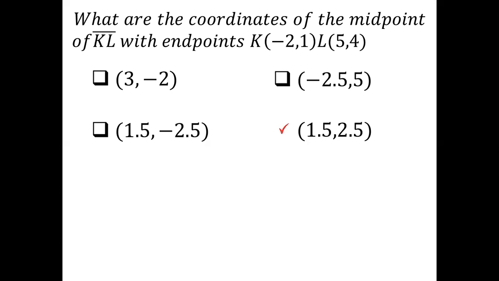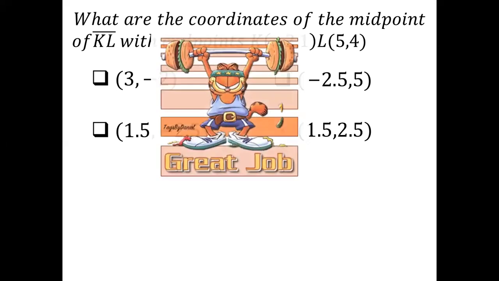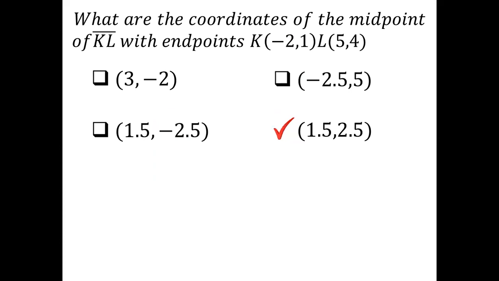How did we get (1.5, 2.5)? Definitely, to find the midpoint, we need to use the midpoint formula. If you have got the answer right, great job. So let's see what's the midpoint formula. The midpoint formula is x1 plus x2 divided by 2, y1 plus y2 divided by 2. As I have also explained during the video lesson, you have to name these coordinates so that you will not get confused. So this is going to be x1, y1, x2, y2.